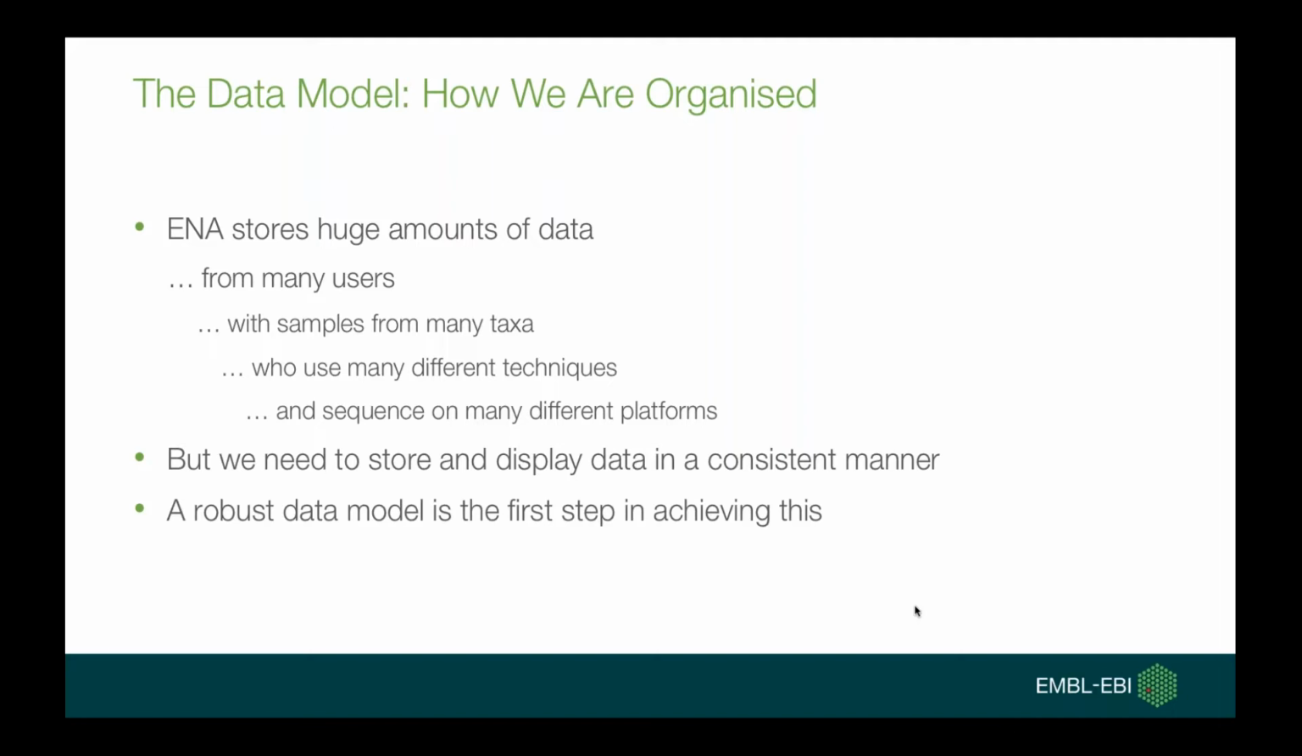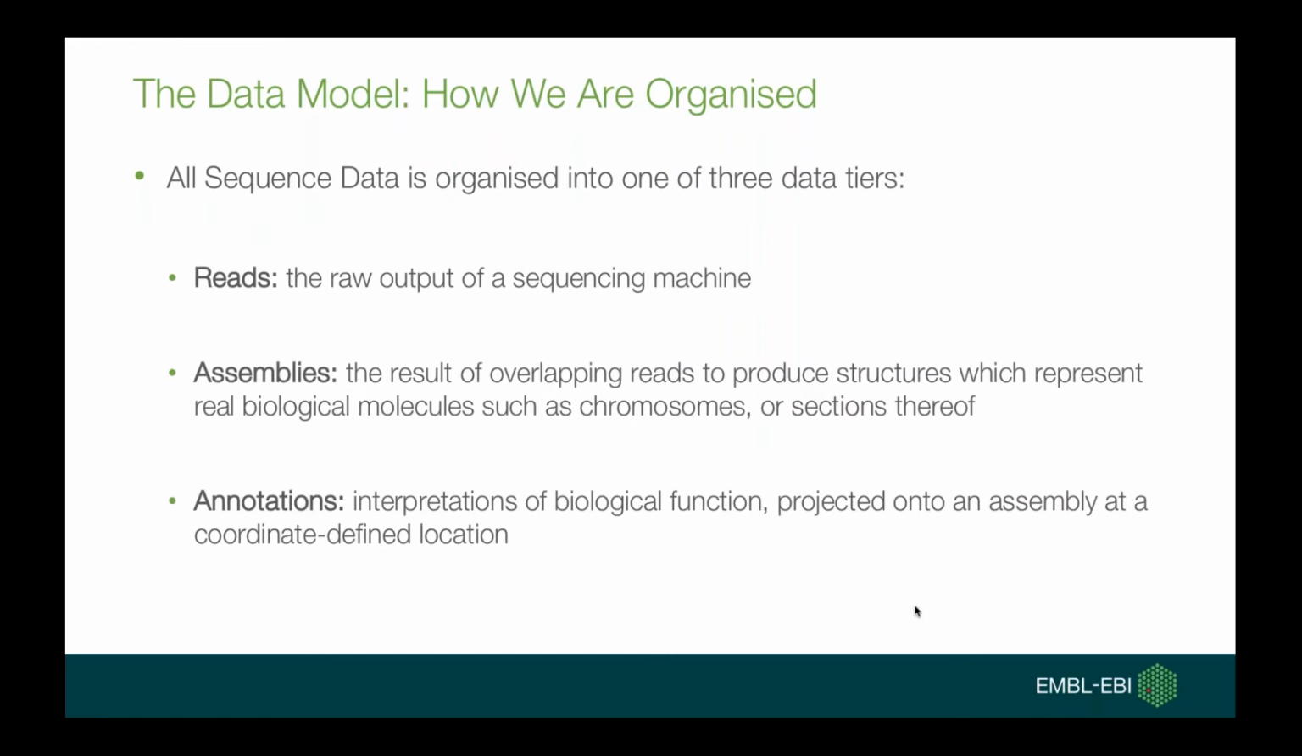When someone comes to us with some data, we need to know right away what we're going to be doing with it. This is especially important because a lot of our submission systems are automated now, so we need to be able to direct those submissions without any human intervention if possible. So the first step in achieving this is having a robust data model. And the way this works is that all sequence data is organized into one of three data tiers. So this is a tiered model, and at the bottom of it is the reads layer.